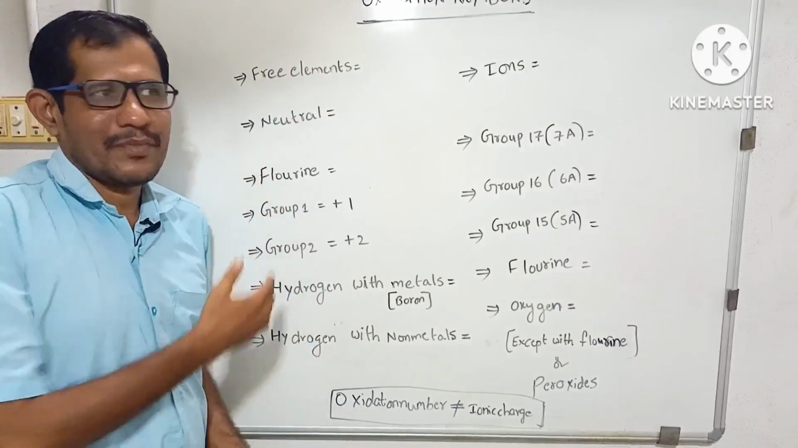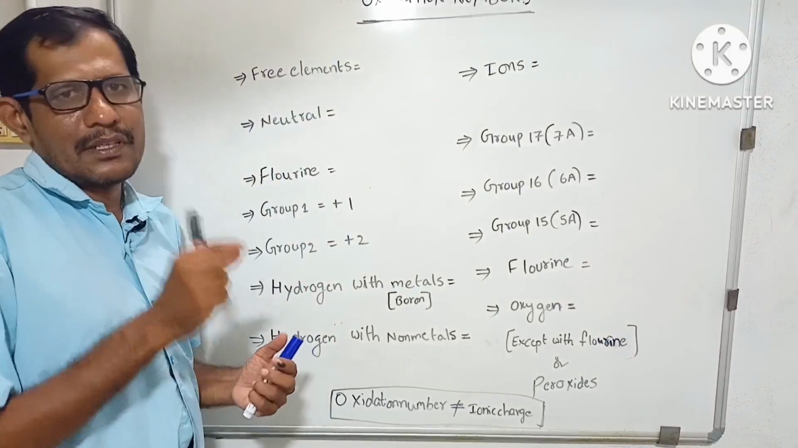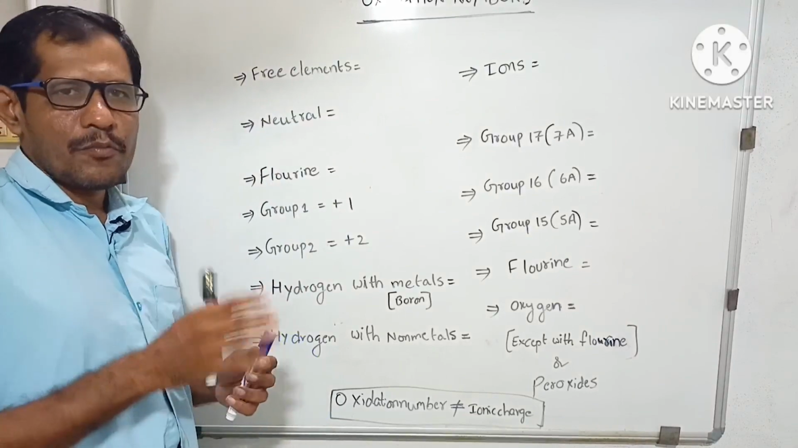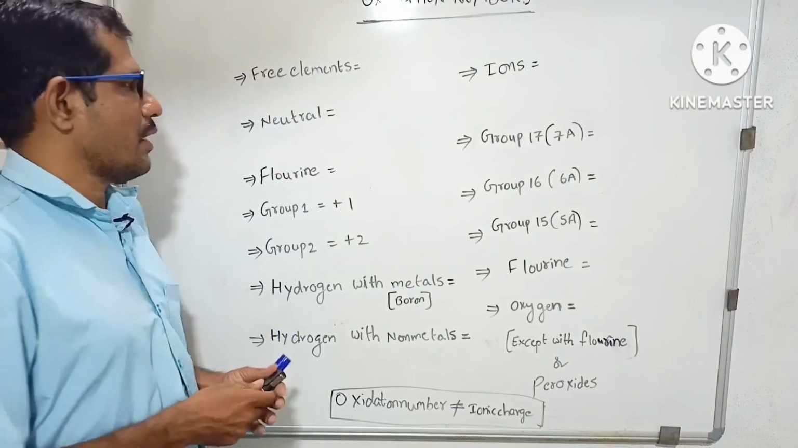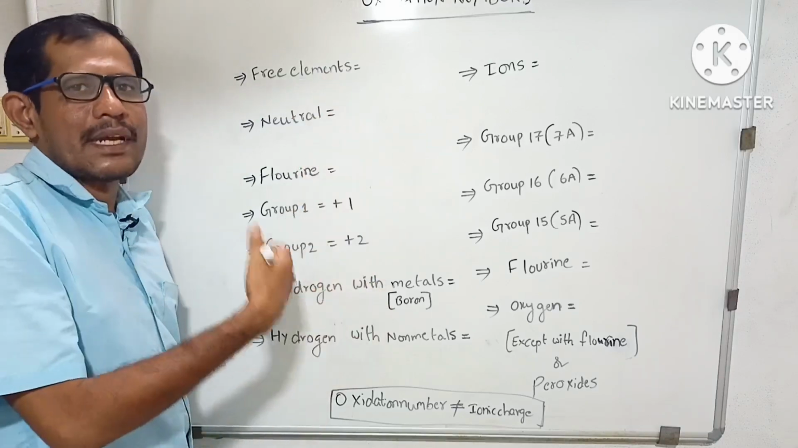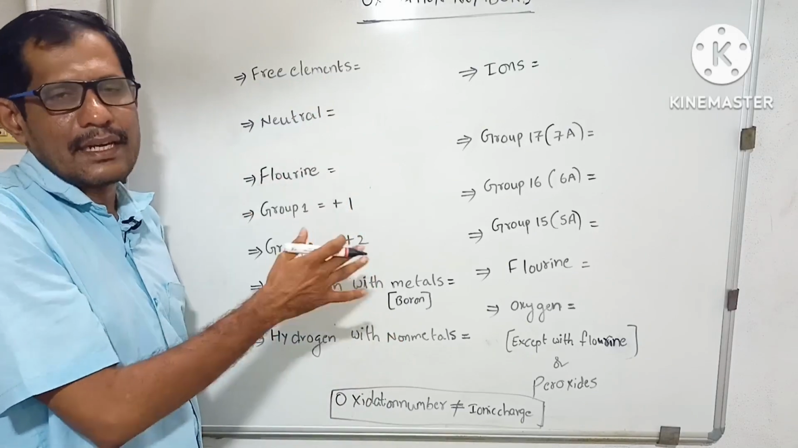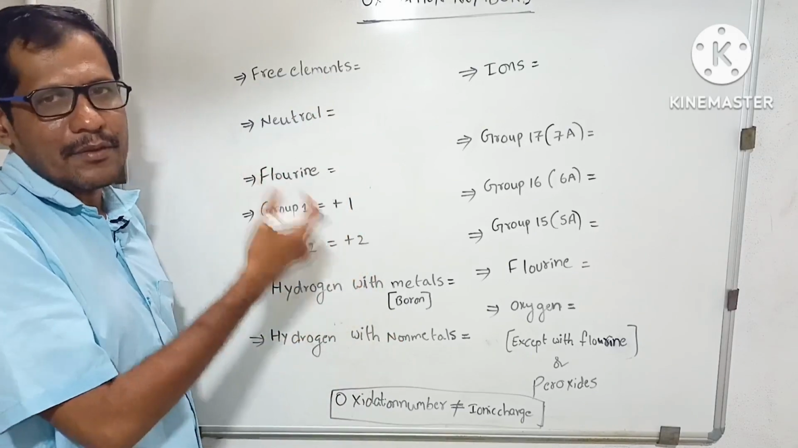Hello students, I am going to explain oxidation numbers: how to calculate, how to find the oxidation number for any compound or element in chemistry. For that there are some rules. If you know these rules, we can calculate the oxidation number for any element, right?